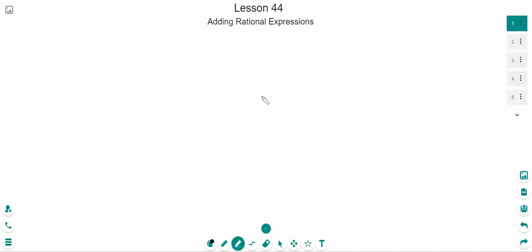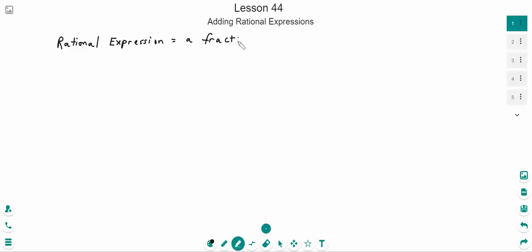So today we're going to be talking about adding rational expressions. And recall what a rational expression is. A rational expression is just a fancy way of saying a fraction. So this might be a good thing to write down in your math notebook. Rational expression. It is a fraction.